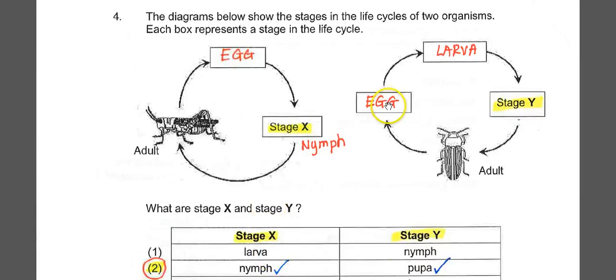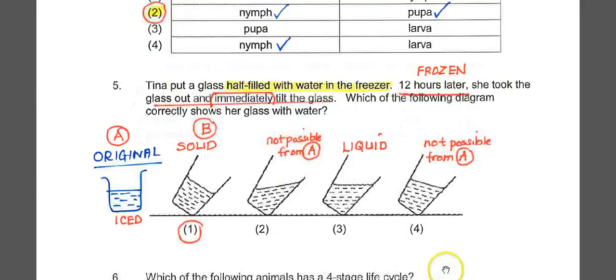3 stages, 4 stages. I'll fill it up. Egg. And this stage X is nymph. This one is egg, larva. Stage Y is pupa. So X is nymph, Y is pupa. Nymph and pupa. Next.